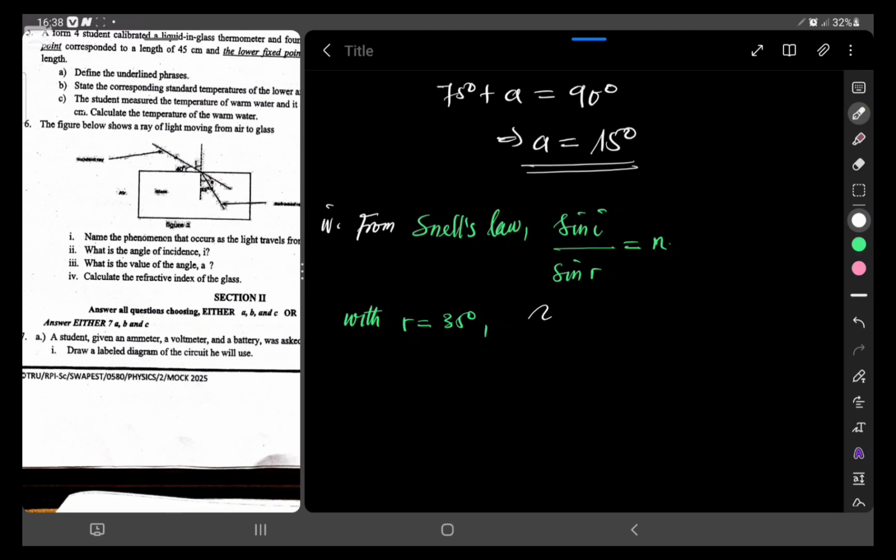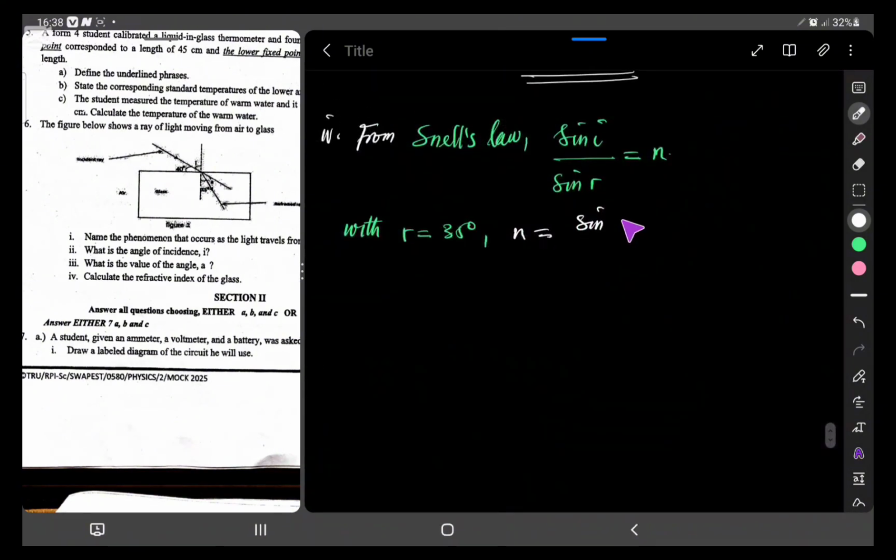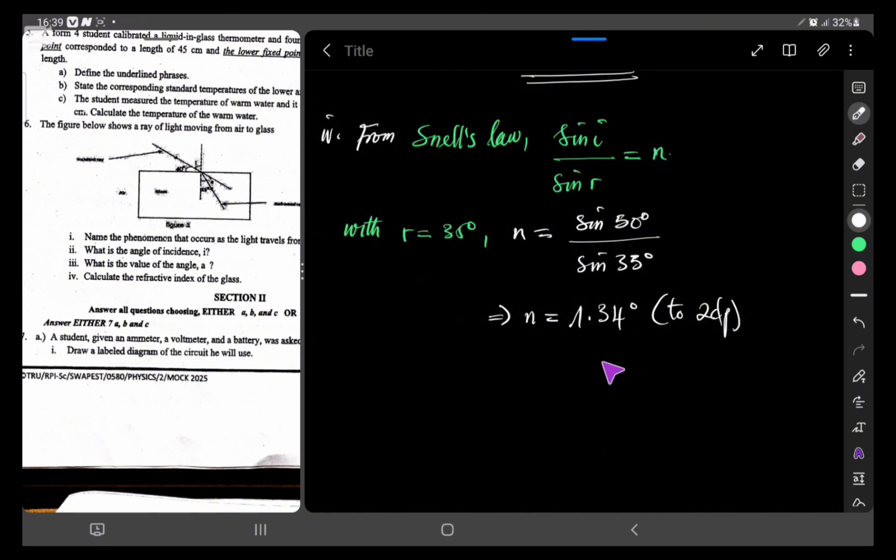With that value of R, N equals the sine of the angle of incidence, which we showed is 50 degrees, divided by sine 35 degrees. If you quickly punch it in, the refractive index of glass equals sine 50 divided by sine 35 degrees, which gives us 1.34, to two decimal places.